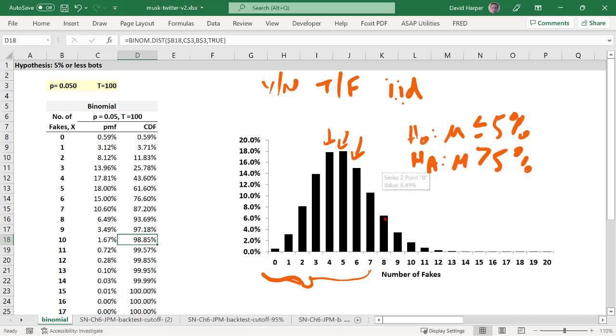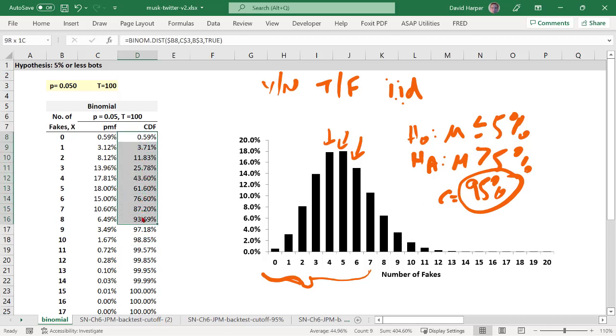And so then it becomes a question of selecting a cutoff. And what's our confidence? Typical confidence levels are 95% or higher, maybe 99, but let's use 95% as our confidence level. And we can see over here on the cumulative distribution function, if I go down to 8 fakes, the cumulative is 93.69. And so if I set a cutoff of 9, then I can just take 1 minus, I have to go up here to get 6.31, and I'm going to copy this down.